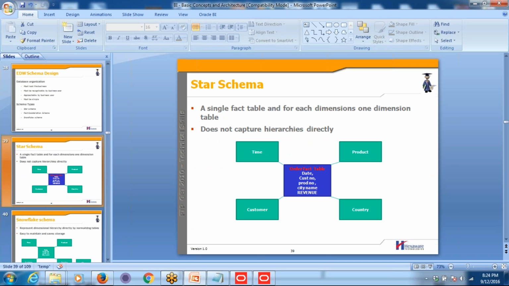This is a typical star schema, where you have a fact table surrounded by multiple dimension tables. The fact table is a table which will hold all your facts, all your numeric data, whereas your dimension tables will store all your descriptive data. Let's say suppose this is a product and this is an order table.